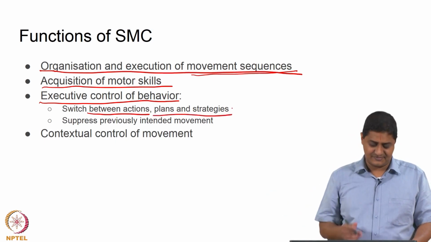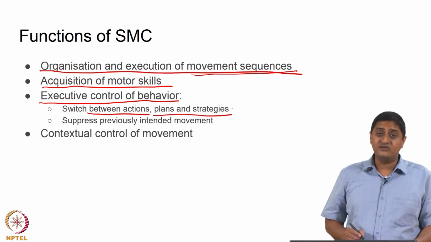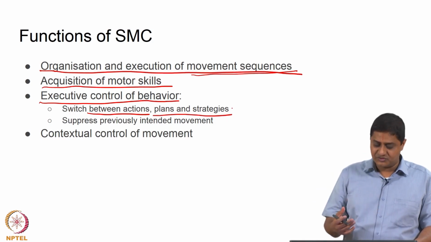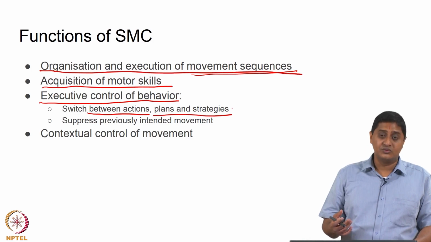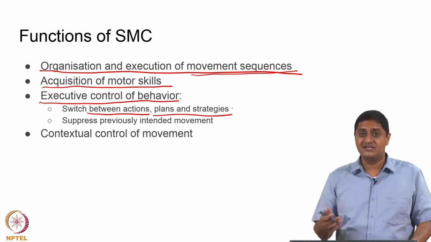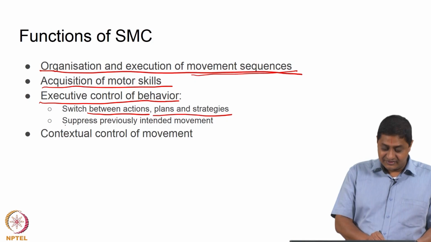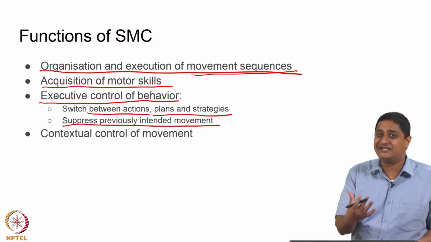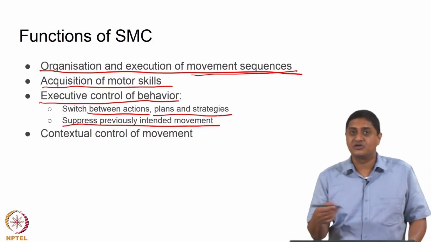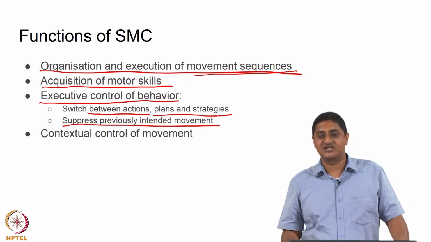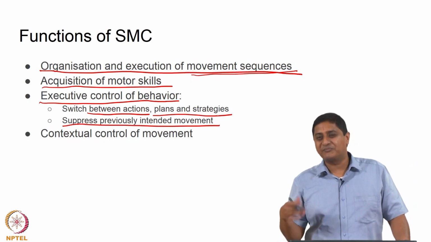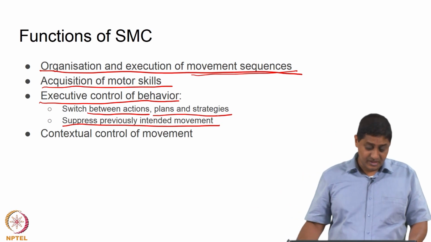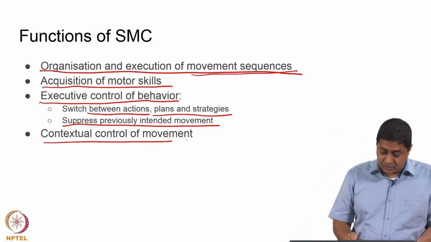Plans and strategies, right. And suppose there is a situation in which you have to inhibit yourself, you wanted to do something that you would do in private, but somebody else entered and you do not want to do it, that is suppression of a previously intended movement, right. Suppose you are starting to write and somebody comes in to have a chat, you are putting the pen down, right, suppression of a previously intended movement for example. And importantly, contextual control of movement.